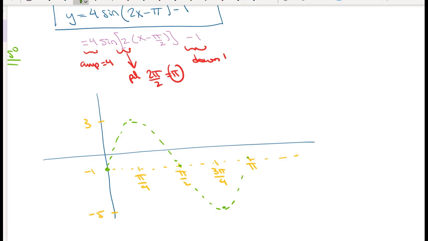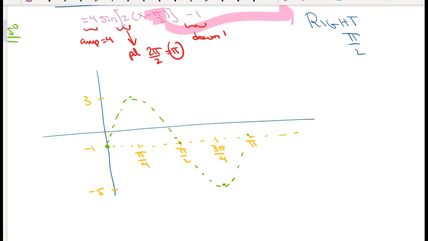Okay, now I'm going to take care of this guy right here. That's telling me to move everything right pi over 2. Okay, so here comes my final graph here. We have everything right pi over 2. Let's go for some rainbow. Right pi over 2, that means this point comes here.